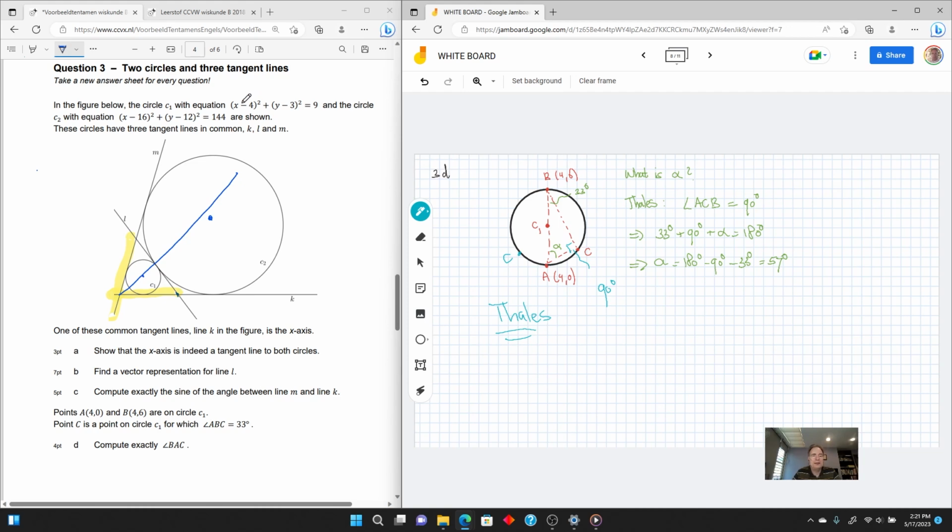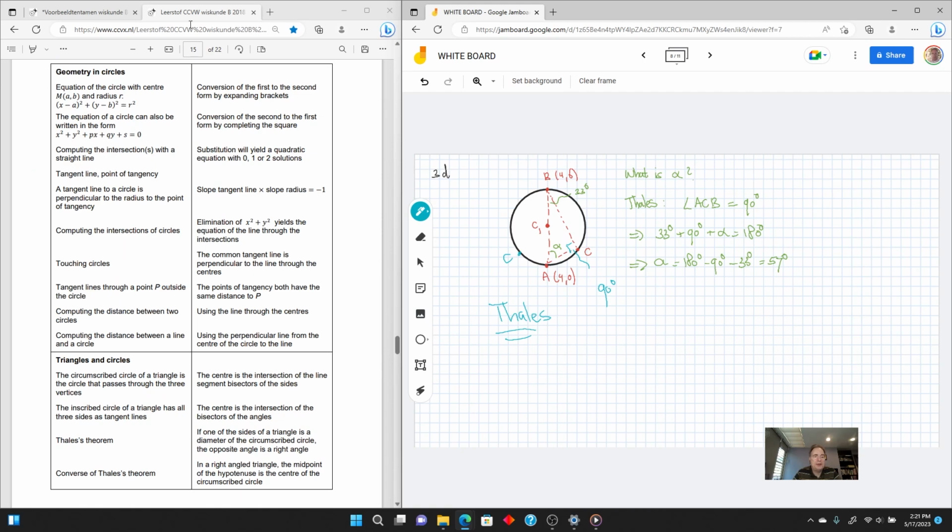I think this is a tricky question, probably for most, because there's some geometry involved. And just be sure you go through everything in this table. Don't skip anything, since all of these can come back.